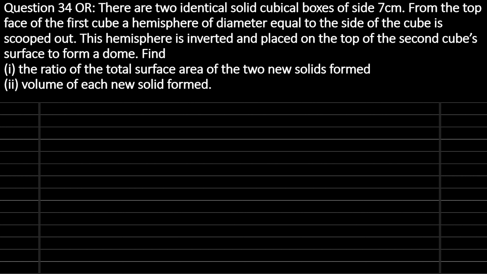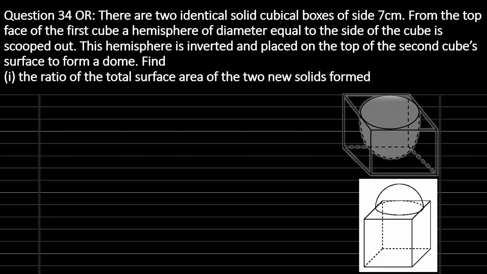Find, first part, the ratio of the total surface area of the two new solids formed. Part second, the volume of each new solid formed. So this is the diagram of both the cases. Here the side of the cube is given to us. Let's try solving the first part first of all.